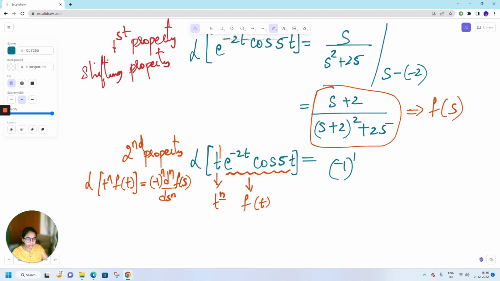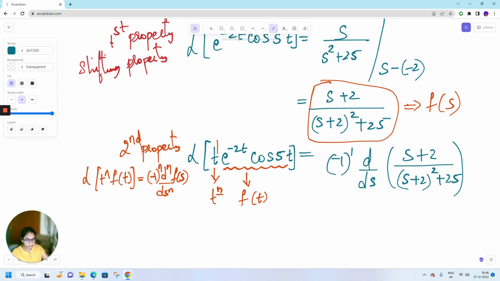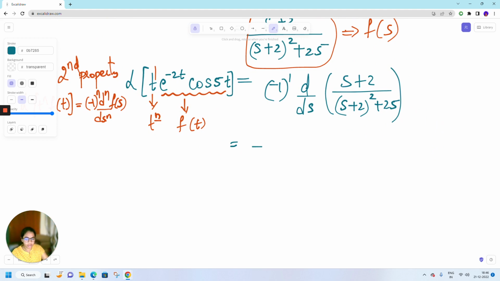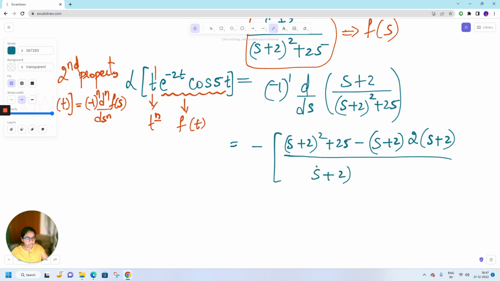So let me write it as minus 1 to the power 1, d by ds of f of s, that is s plus 2 divided by s plus 2 the whole square plus 25. Now, how do you differentiate this? I'll write minus as it is. Keep the denominator as it is, s square plus 25. If I differentiate the numerator, I would get 1. Minus, keep the numerator as it is and differentiate the denominator. I would get 2 into s plus 2 into 1 plus 0. This whole thing is divided by s plus 2 the whole square plus 25 the whole square.